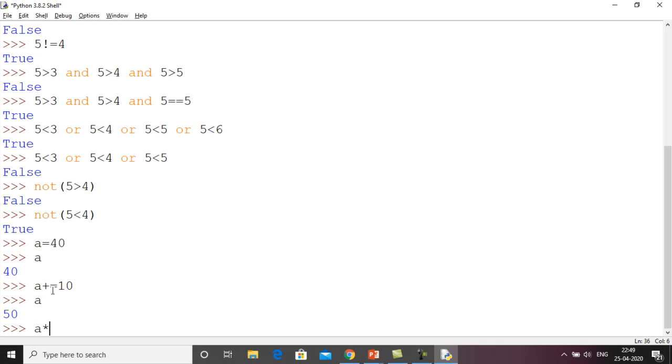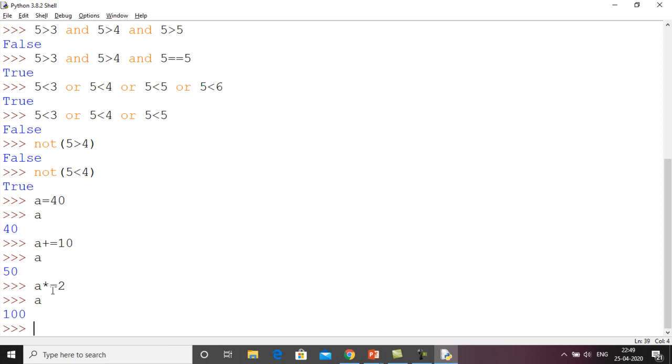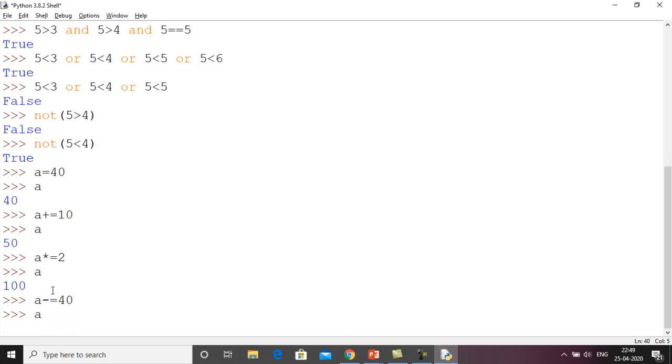If I write A multiply equal to 2, so obviously what is the current value in A right now? It's 50. So when 50 gets multiplied by 2, we get the answer as 100. Let's see, we are getting the answer as 100. And suppose I write A minus equal to 40, so right now the value in A is 100, and when we subtract 40 from it, we will get the answer as 60.